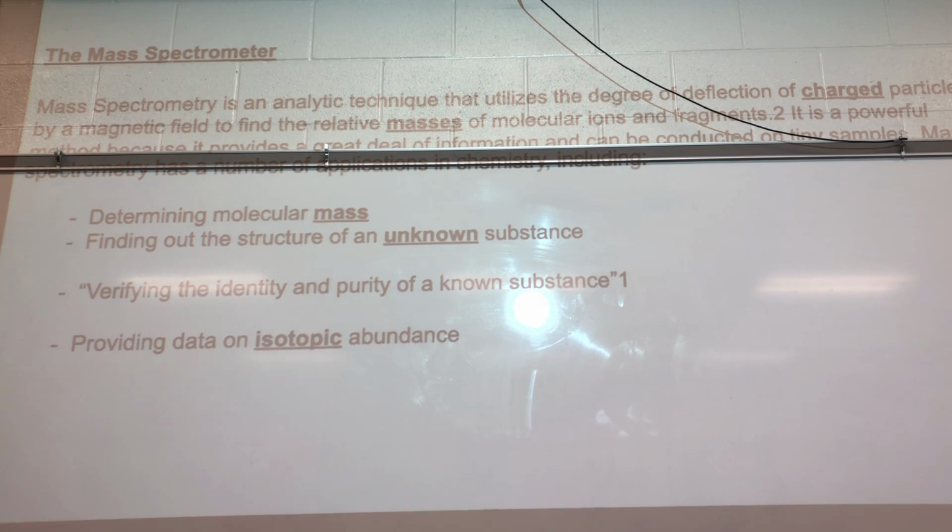You don't really need to know all the details of a mass spectrometer. Like, he's going to talk about all the pieces. I just want you to understand the basics of how it works, because our main thing is the interpretation of the graphs that come out.